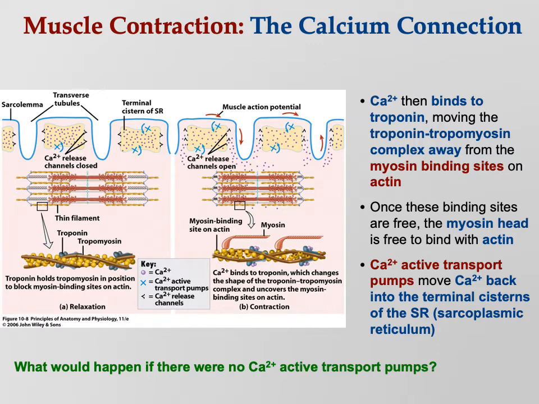What would happen if there were no calcium active transport pumps? Well, the calcium would stay in the sarcomere and the sarcoplasm, floating all around the actin and myosin molecules. It would keep moving troponin and tropomyosin out of the way. Myosin would keep binding to actin, and the muscle would stay contracted for the rest of your life. That's what would happen. So no calcium active transport pumps would be a disaster. You would never be able to stop the muscle from contracting.